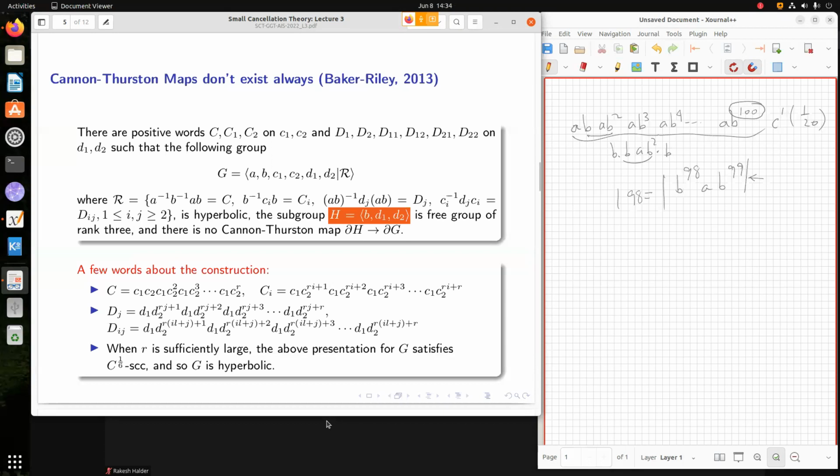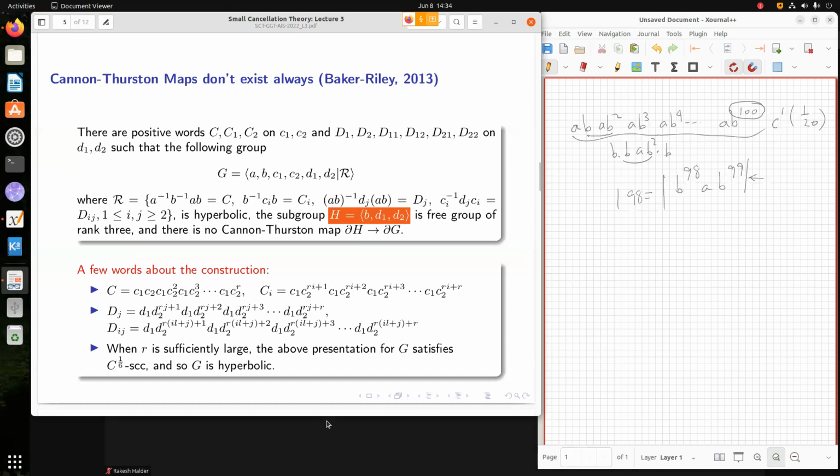So H is also hyperbolic, right? It's a free group of rank 3. So we get two hyperbolic groups, G and its subgroup H, which is also a free group. What they claim is that there is no Cannon-Thurston map for this pair. So this H subgroup of G, there is no Cannon-Thurston map from delta H to delta G. That is what they are claiming.